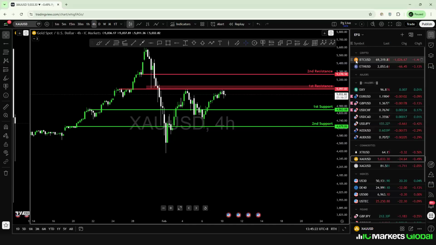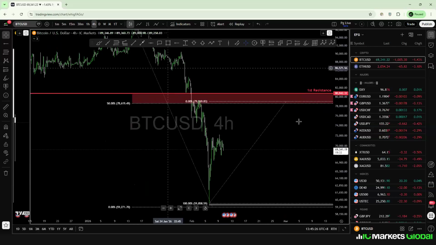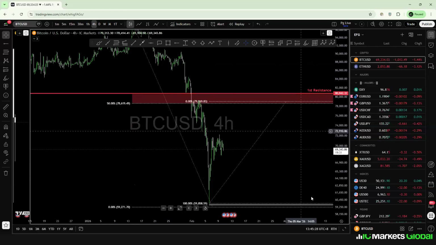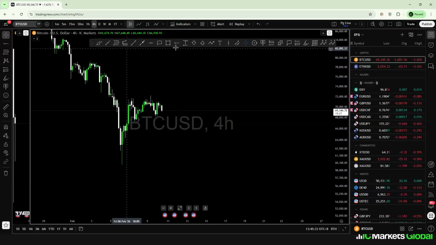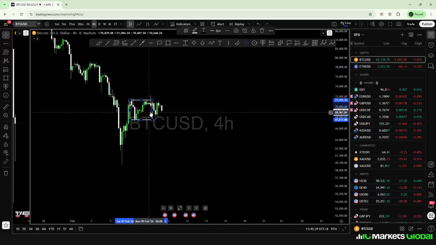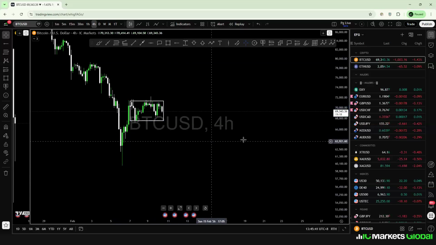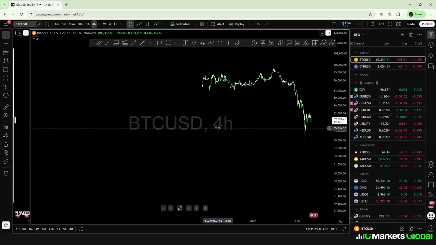All right. Let me do one for the BTC, okay? So for the BTC, first let's identify. I think right now BTC is sideways, right? You see BTC is being sideways.